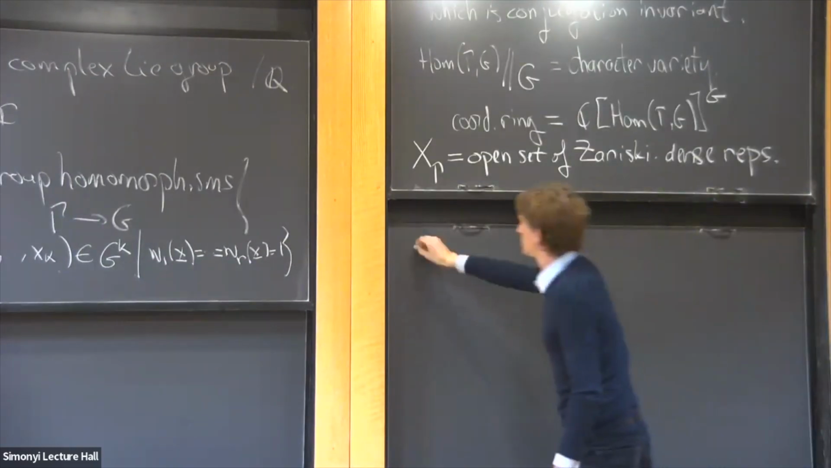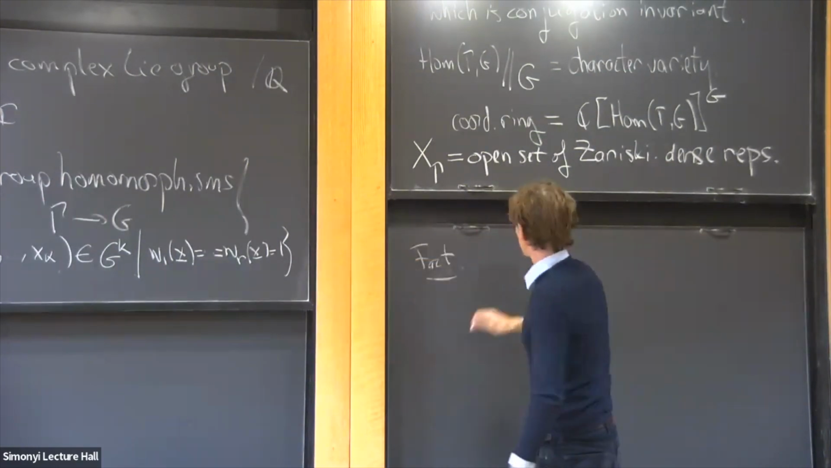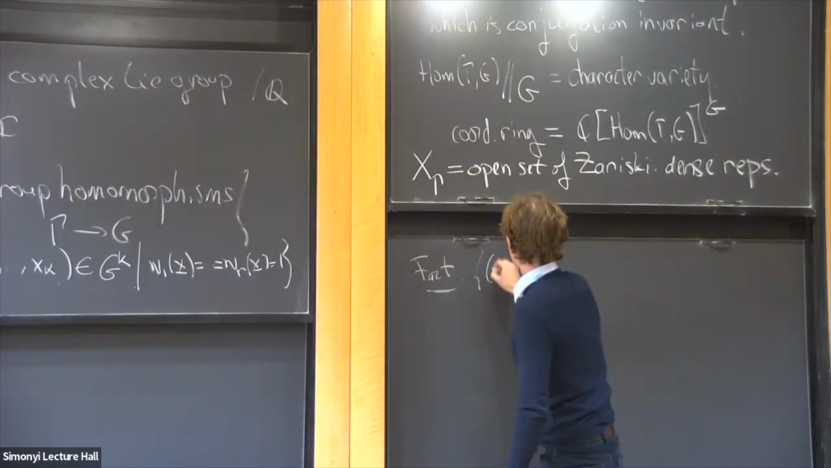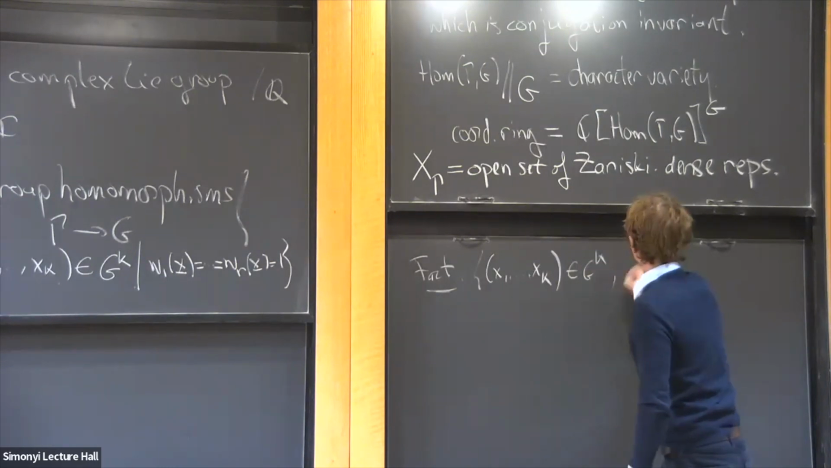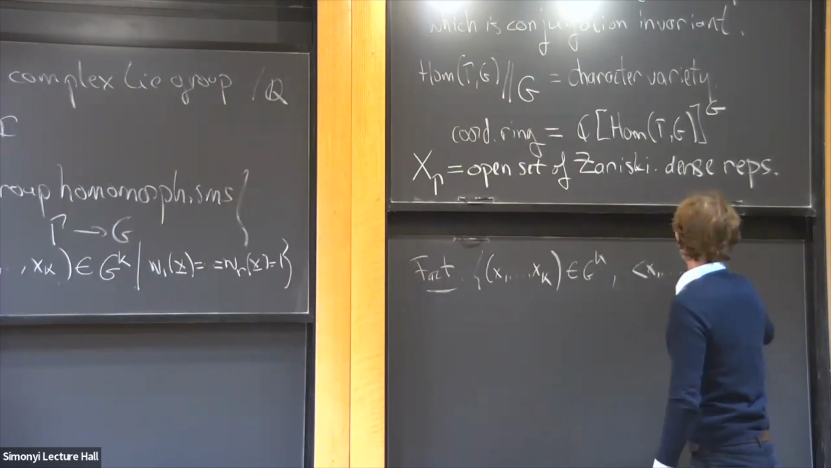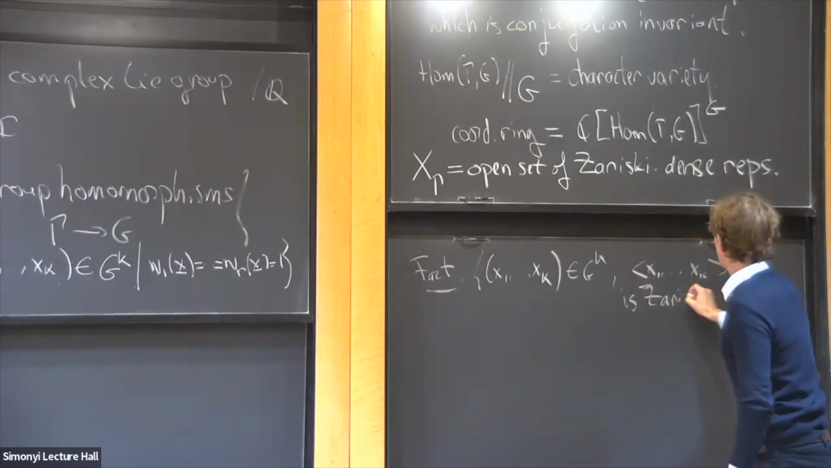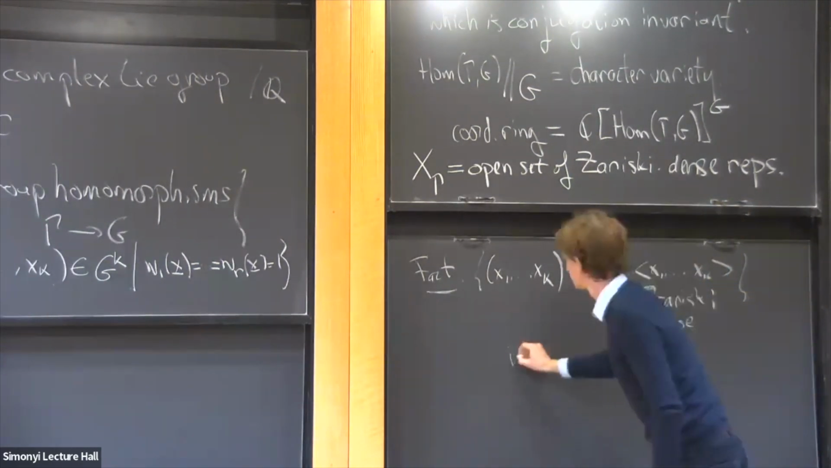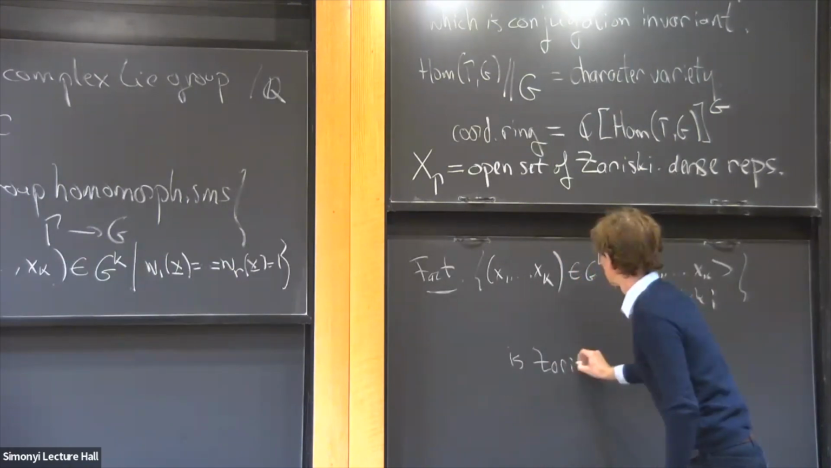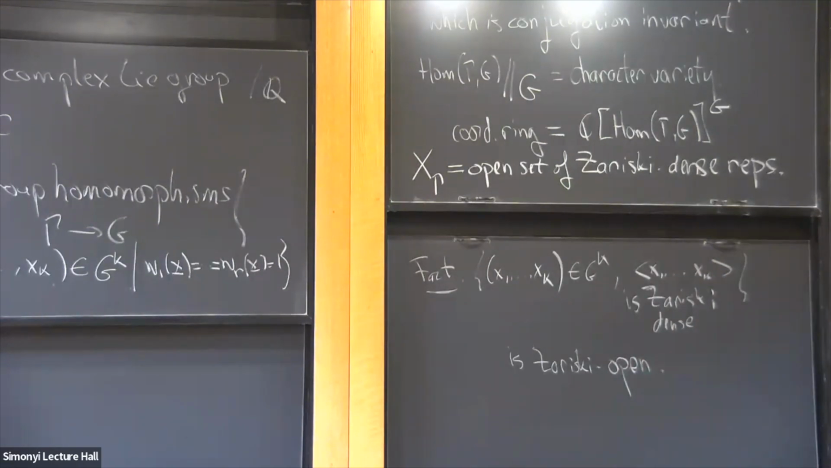It's an easy fact to check that in a semi-simple algebraic group, the locus of points where the generated group is Zariski-dense is an open set. So X gamma will be a Zariski open set.